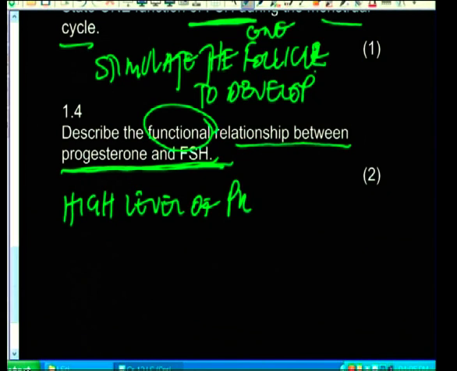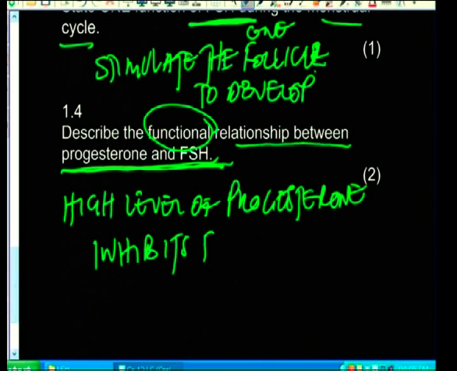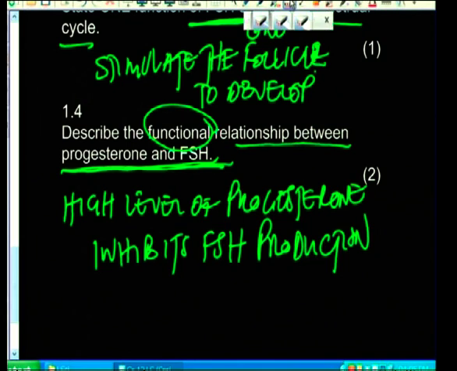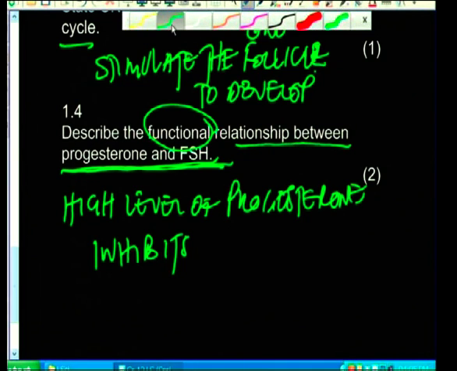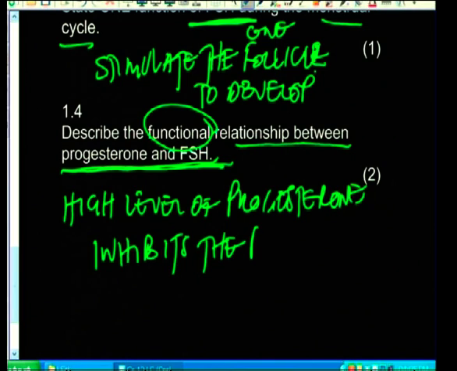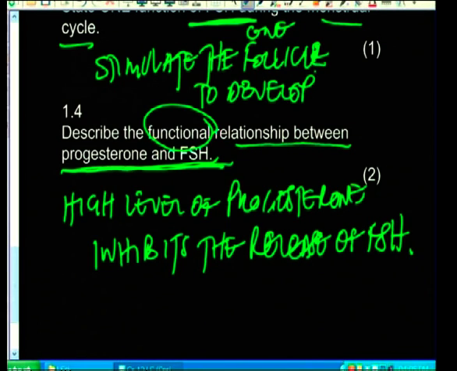And what is that? A high level of progesterone inhibits FSH production. Or rather, let's change that slightly. Inhibits the release of FSH. FSH will still be produced, but it will not be released. It's there in the hypophysis. So if progesterone levels are high, then FSH will not be secreted.